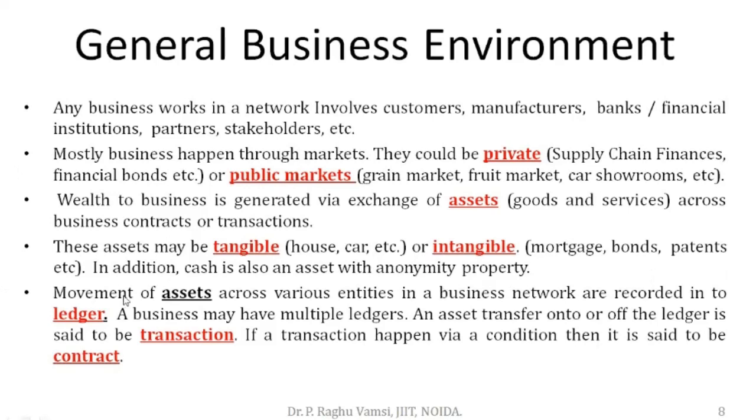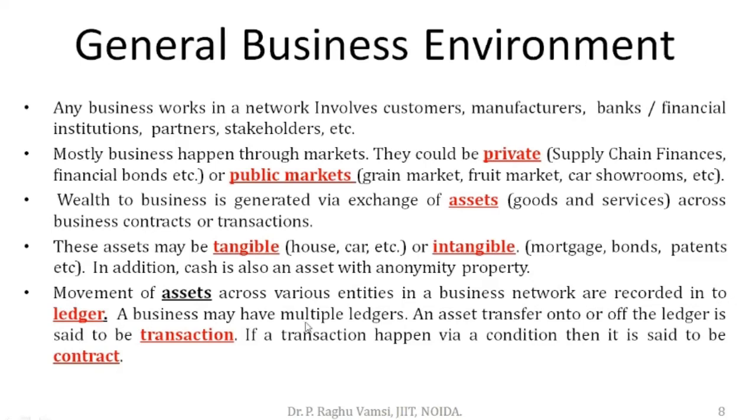Now, the movement of assets across various entities in a business network is recorded into a ledger. That means if some items are going out from a warehouse, in that warehouse they will keep a register and make note of how many items have gone out of the warehouse and to whom those items have been sent. This record will be maintained in the register. That register is called a ledger. So the movement of assets across various entities in a business network is recorded into a ledger.